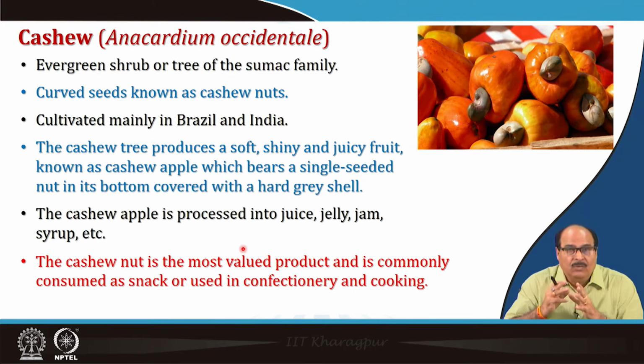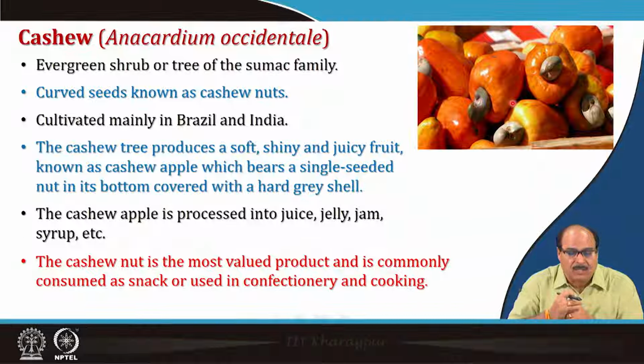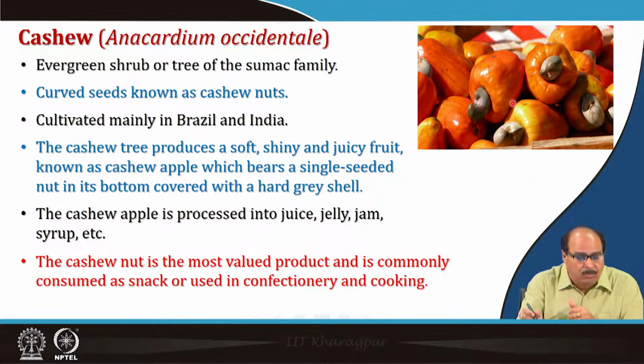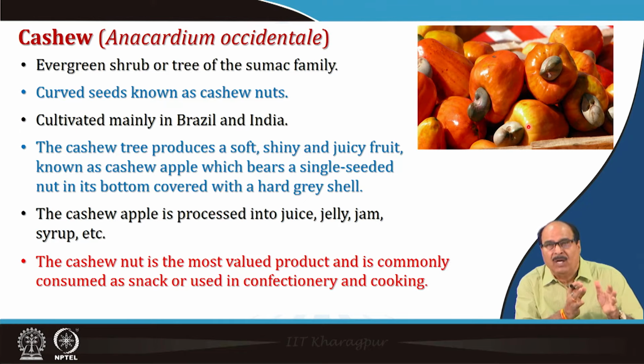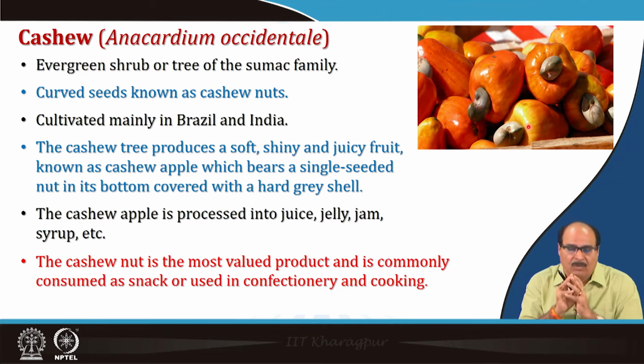Now, cashew, that is Anacardium occidentale, is an evergreen shrub or tree of the sumac family. You can see here in the picture the cashew, that is, the curved seeds known as the cashew nuts, cultivated mainly in Brazil and India. The cashew tree produces a soft, shiny and juicy fruit known as cashew apple, which you can see in this picture. Okay. And then this cashew apple is plucked from the plant and processed, that is, particularly dried, and inside is the seed, which is the valuable material that is obtained.